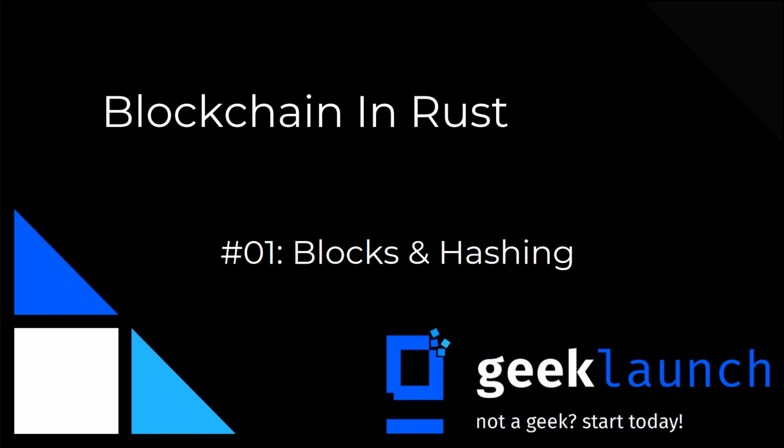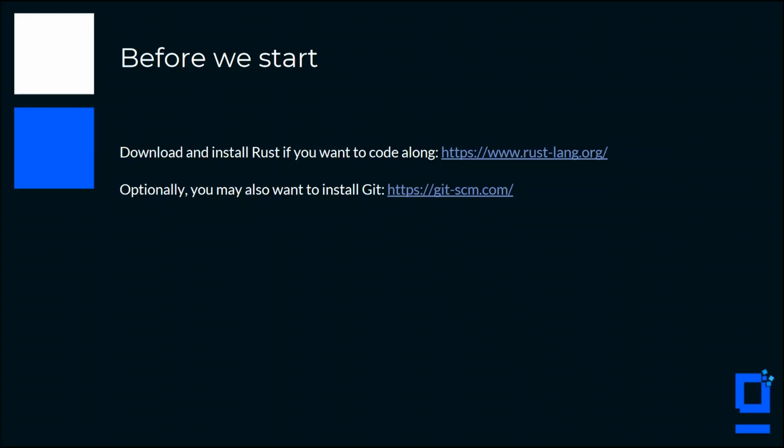All right, so if you would like to code along with this video, please download and install the Rust language software development tools. If you're on Windows, you have to install some Visual Studio stuff that can take a while as well, so you might want to get that started now. And also you might want to install Git because I do have a little bit of boilerplate code, but you can also just download that from GitHub too.